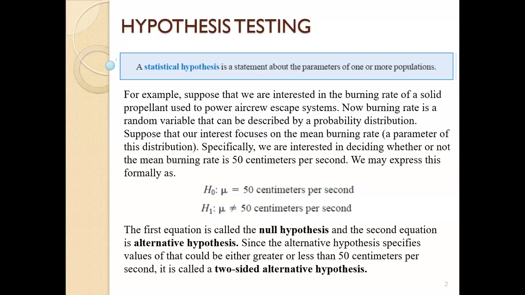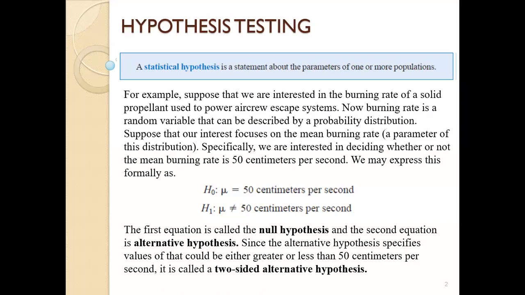For this case, for example, we consider the solid propellant for the escape system in the airplane. We would like to check the burning rate of the solid propellant. For that check, we would like to compare mu equal to 50 centimeters per second. This is the rate of burning, in length per time. Or the alternative, that mu is not equal to 50.